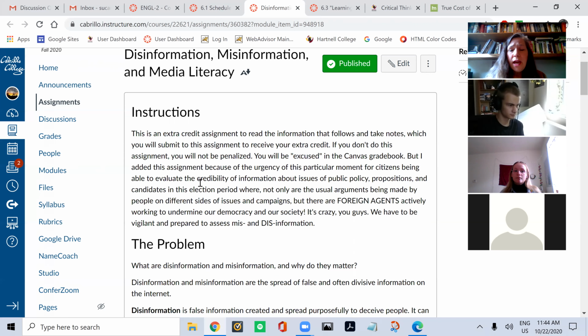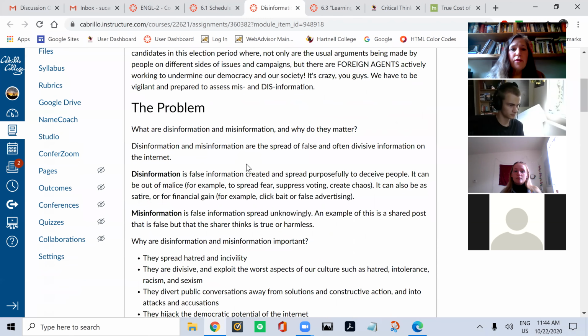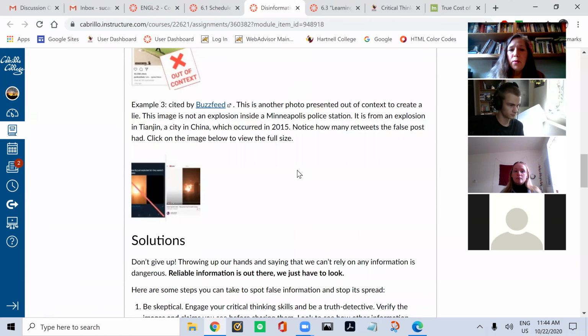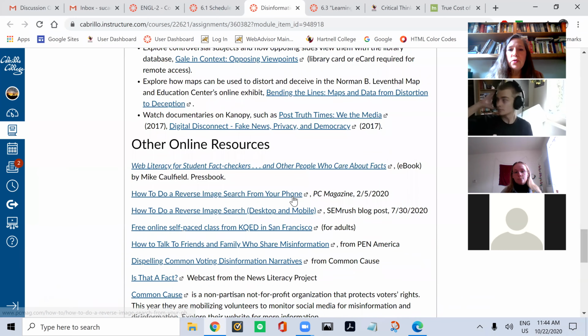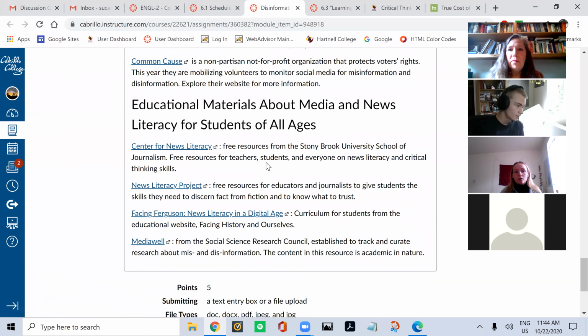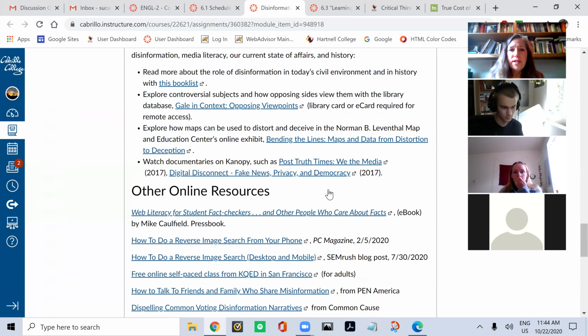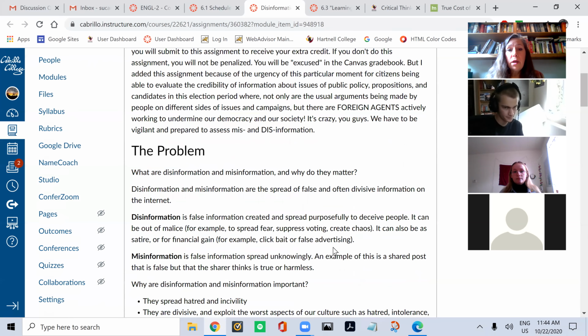Anyway, so this is an extra credit assignment. You don't have to do it, but if you do it, you'll get 5 points. And again, it's just reading this information. It's not a lot, but it gives you examples that will help you distinguish between misinformation, which is whoopsie, I made a mistake, not on purpose, and disinformation, which is a purposeful attempt to mislead an audience for a particular purpose. And here are some more online resources about media and news literacy. Lots of great stuff in here you guys can peruse. If you do that and submit your notes to this assignment, I'll give you extra credit, but you don't have to.